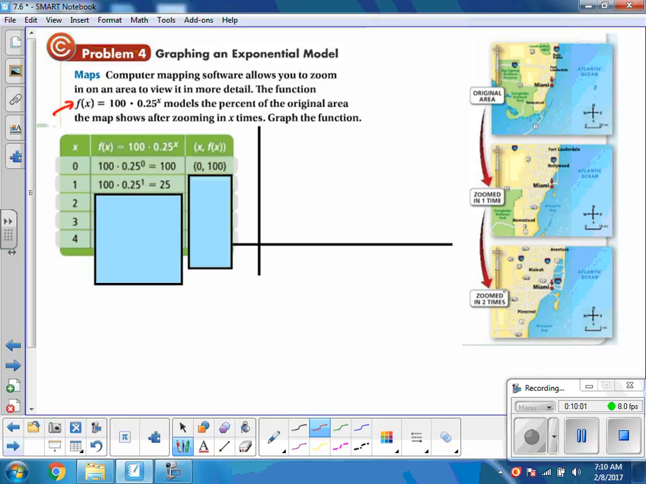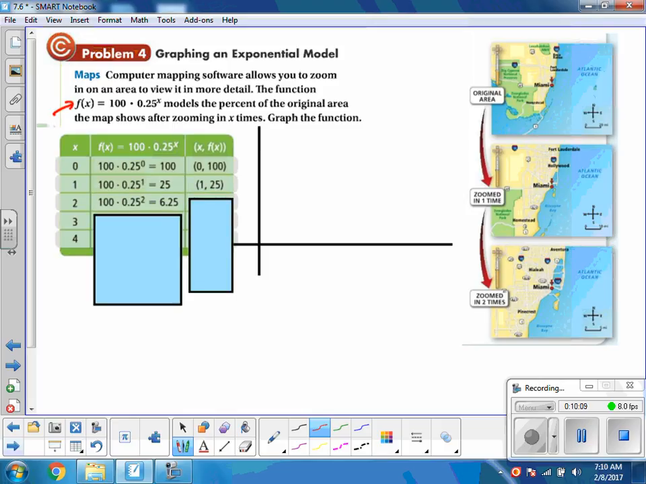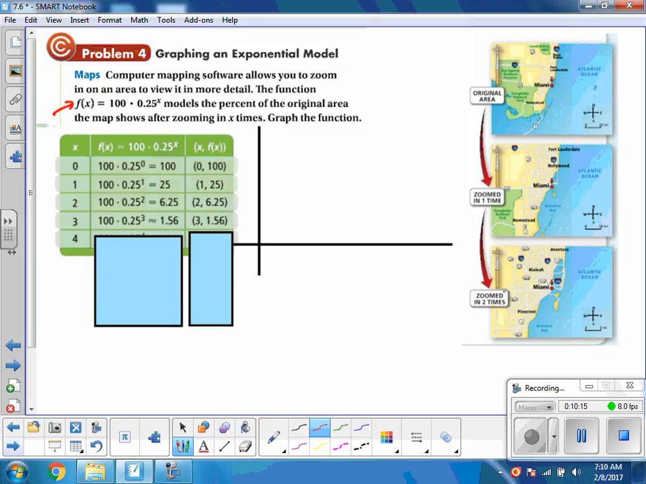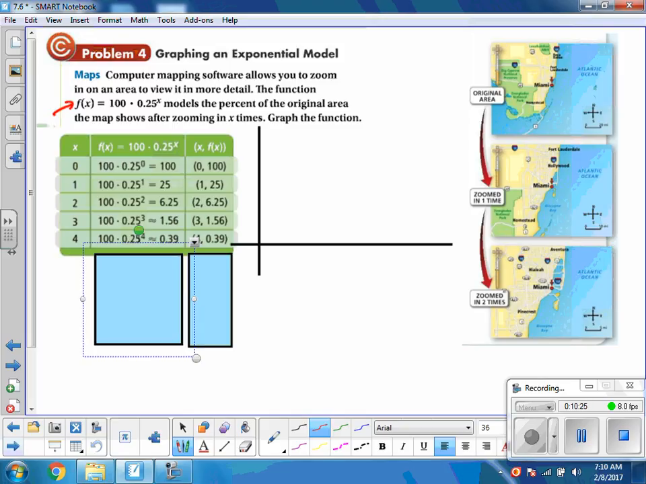And then 0.25 to the first power is 0.25. That times 100 is 25. So I have a coordinate there. I plug in 2. 0.25 squared times 100, I get 6.25. And I keep moving along here. And now this is an 'about' because there's a repeating decimal to it, so I have to do a little bit of rounding. Same here. It either has a repeating decimal or it just keeps going. The value does not terminate.